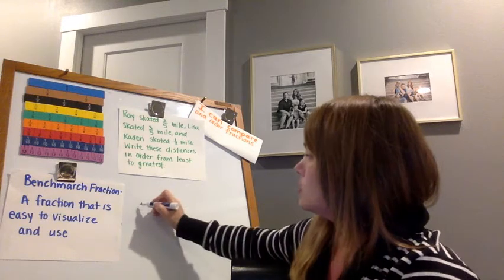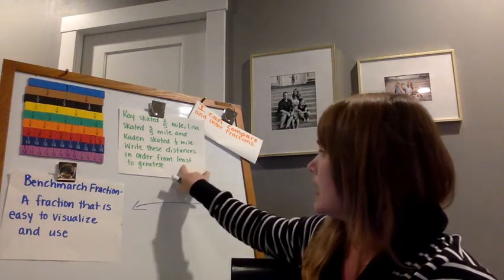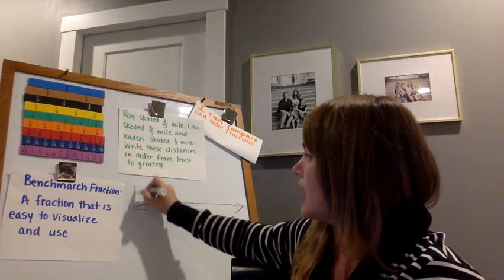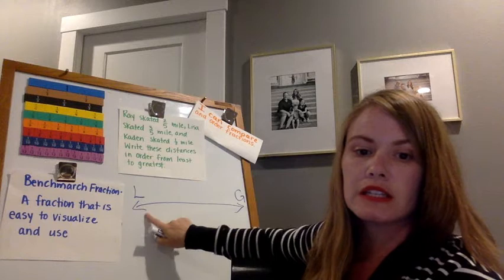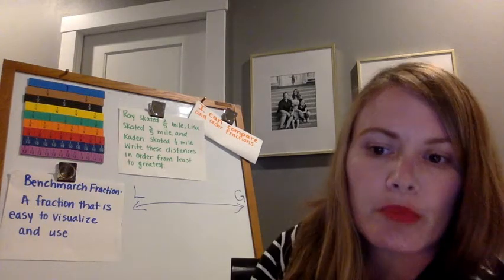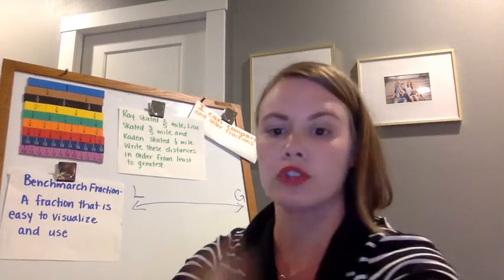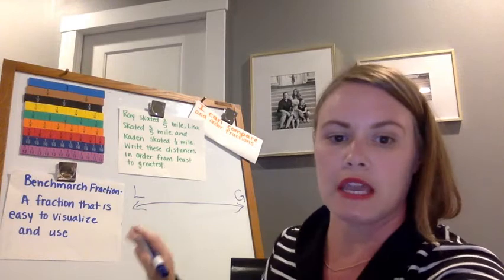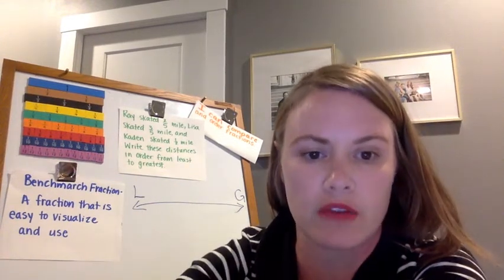I like you to always make your line, and this one is saying least to greatest. So I like to put an L over here and a G over here. So it says least to greatest. Get that on your board now or your notebook paper. We're going to try two different strategies with this same problem. We're going to first compare to a benchmark fraction on all of these.